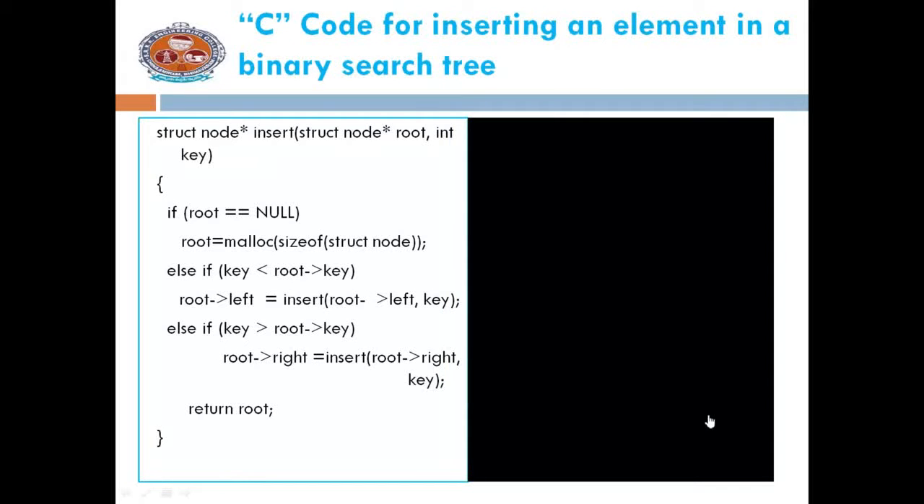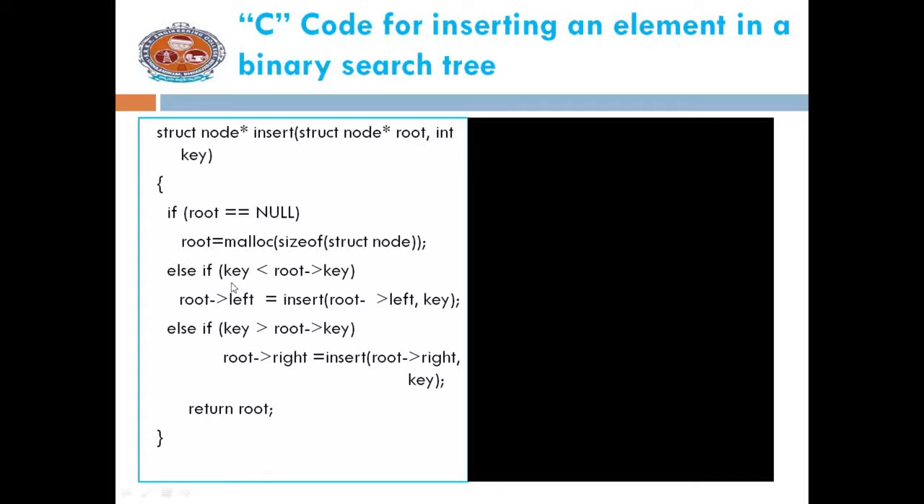Here is a C code for inserting an element in a binary search tree. struct node star insert, struct node root. That means the initial address of the root, and int key, the value to be inserted. If root equals null, that means there is no existing tree, and the first node which you are going to insert becomes the root node. Initially we are allocating memory using the malloc function.